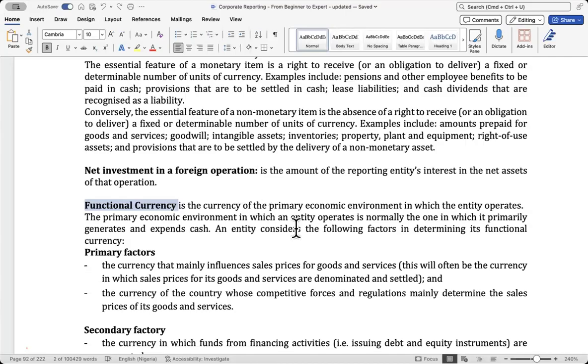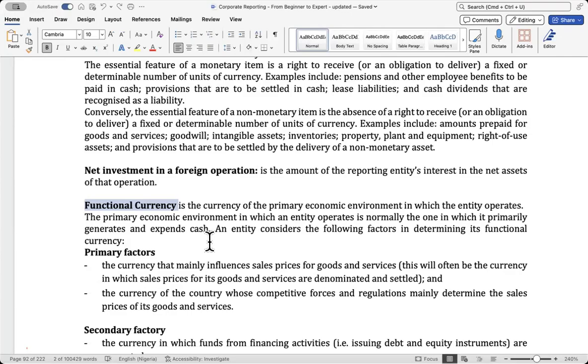So functional currency is the currency of the primary economic environment in which the entity operates. When we say primary economic environment, we are talking about the environment in which the entity makes money, the environment in which it generates and expends cash. So if you are resident in Nigeria, but you're not making money or spending cash in Nigeria, that means Naira is not your functional currency. Okay.